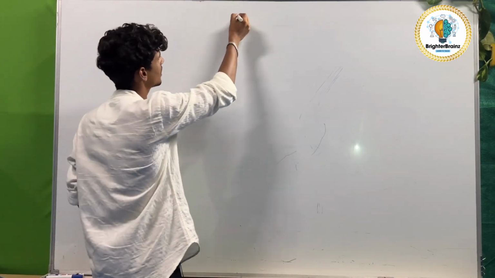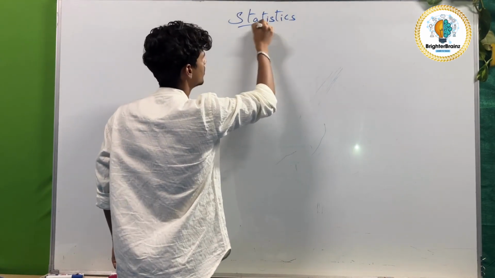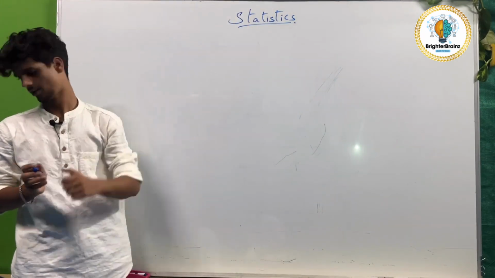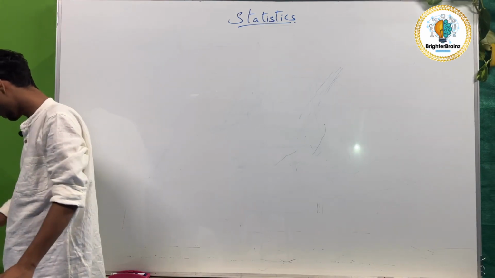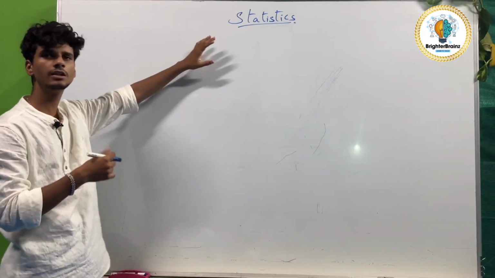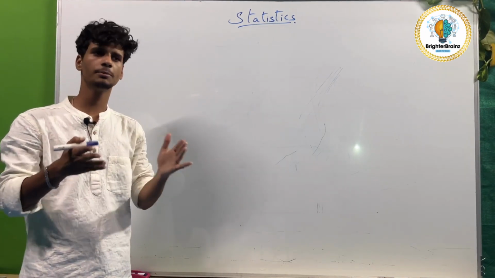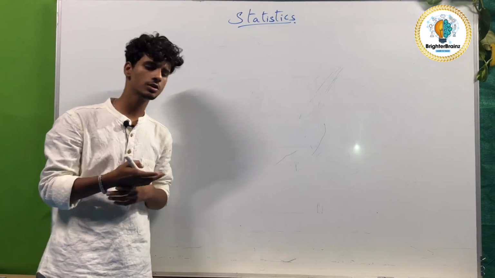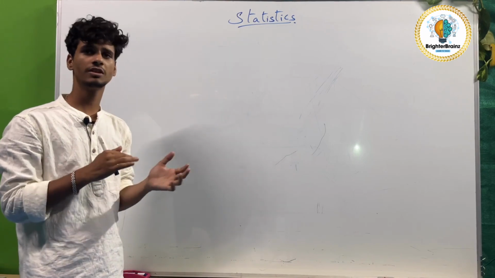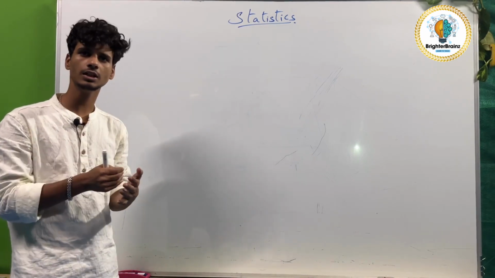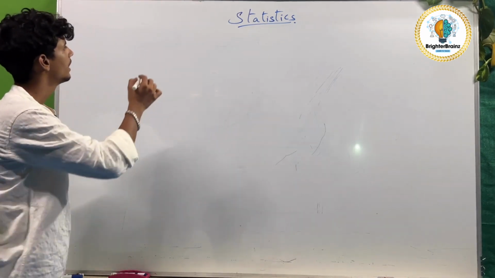So now let us start the chapter statistics. In statistics, we are going to discuss the mean, median and mode of grouped data. In the 9th standard, you learnt about ungrouped data and also the basics of grouped data. Here we are going to learn different methods for finding the mean, mode and median of grouped data.